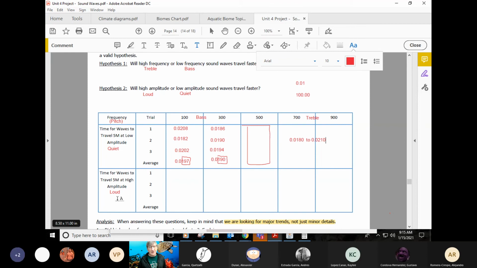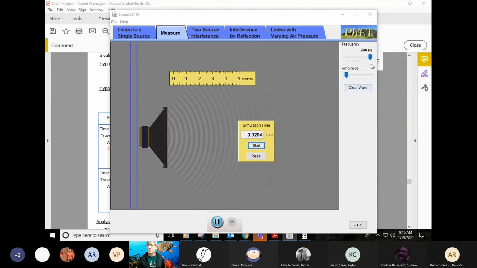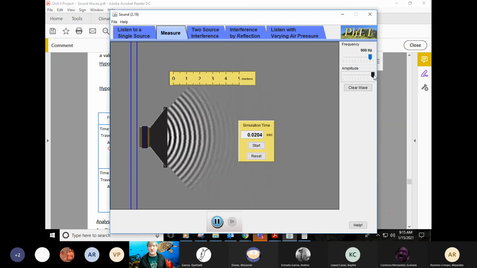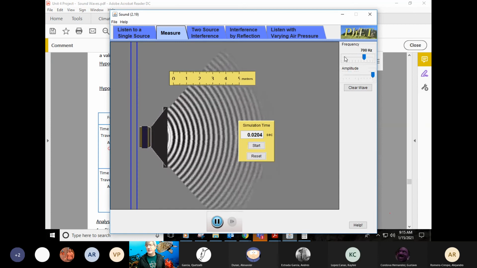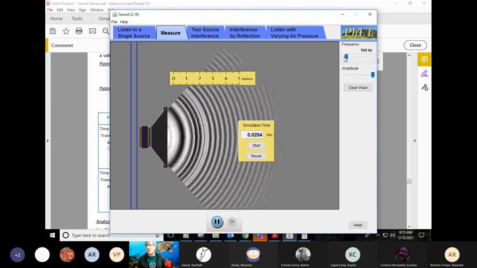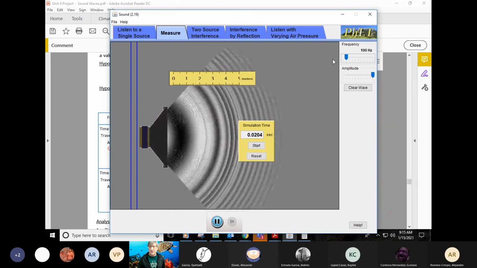Let's go ahead and crank up the volume. We're going to repeat those 15 again, and we'll see if making it loud results in faster, slower, or waves of the same speed. Okay? So I'm going to crank up the volume all the way. It makes the waves actually easier to see. I kind of wish we'd done these ones first. I'm going to bring the amplitude down to 100 again.